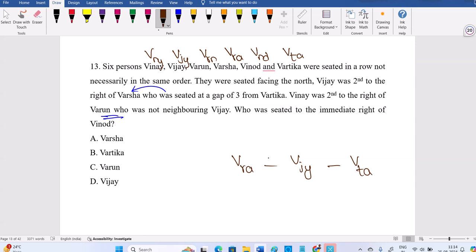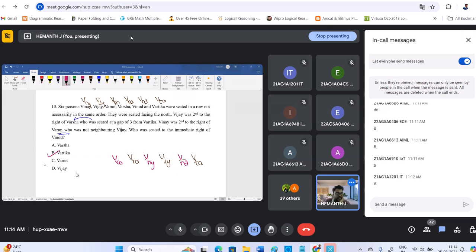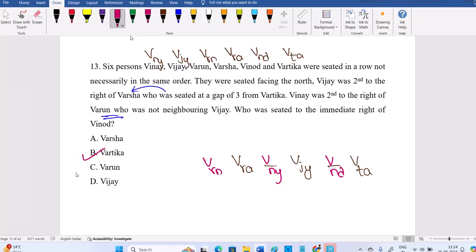Next one is Vinay was second to the right of Varun. Okay, and Varun should not come here or here. If Varun comes here, a neighbor of Vijay will come. So I am taking Varun in this place. Varun VRN. Varun's second right is Vinay VNY. Now Varun is not an immediate neighbor of Vijay, and this will be taken for Vinod. Who is immediate right of Vinod is VTA, means Vatika. It's option B, not D it seems. B, B.